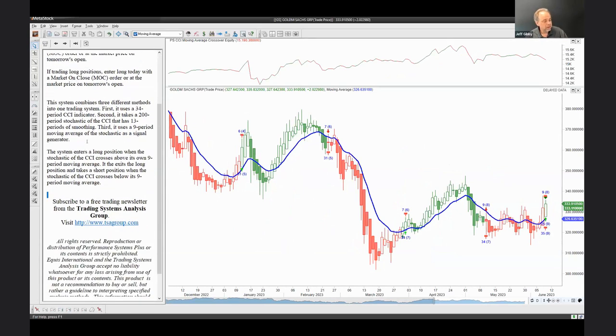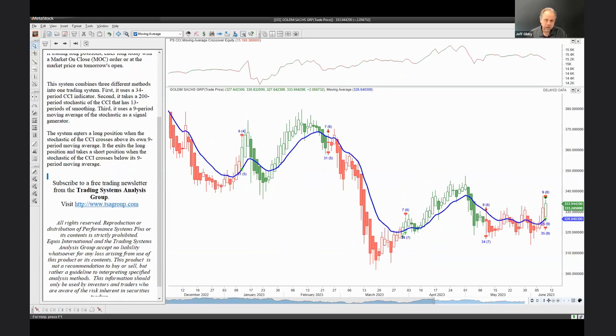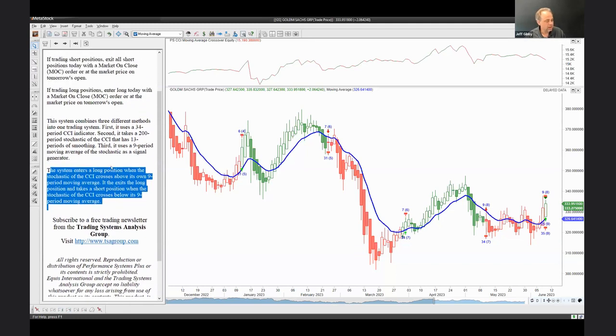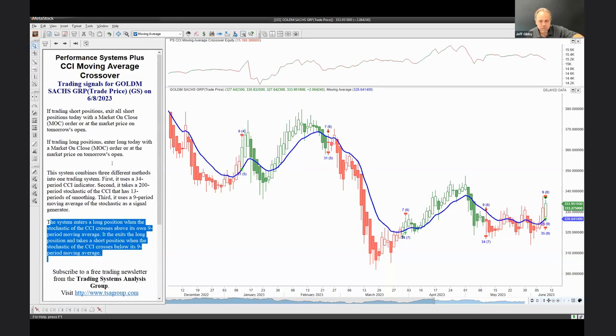This system combines 3 different methods into one trading system. It uses a 34-period CCI, a 200-period stochastic of the CCI, and a 9-period moving average of the stochastic as a signal. So I already know exactly what 3 indicators I'm going to be learning about as something that works well on Goldman Sachs. Then it tells you how the positions are entered. It enters a long position when the stochastic of the CCI crosses above its 9-period moving average and exits when the opposite happens.